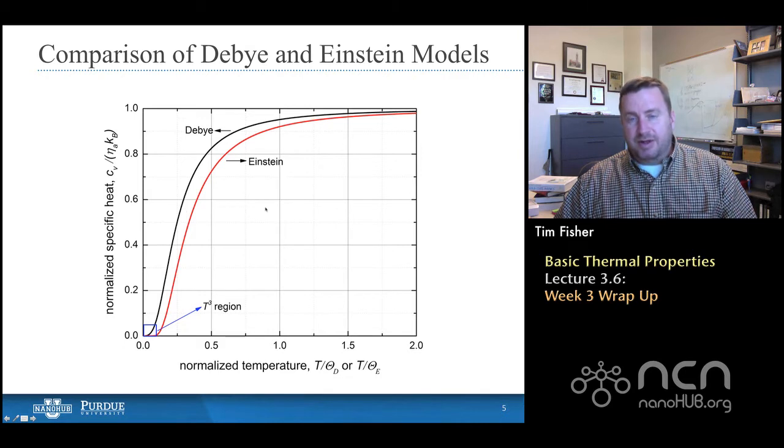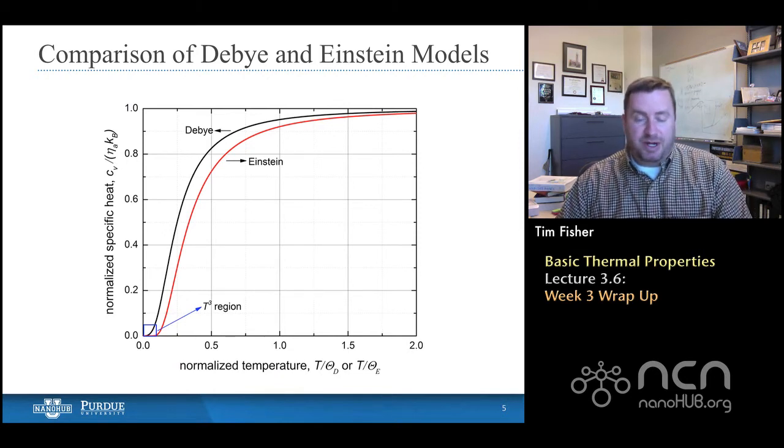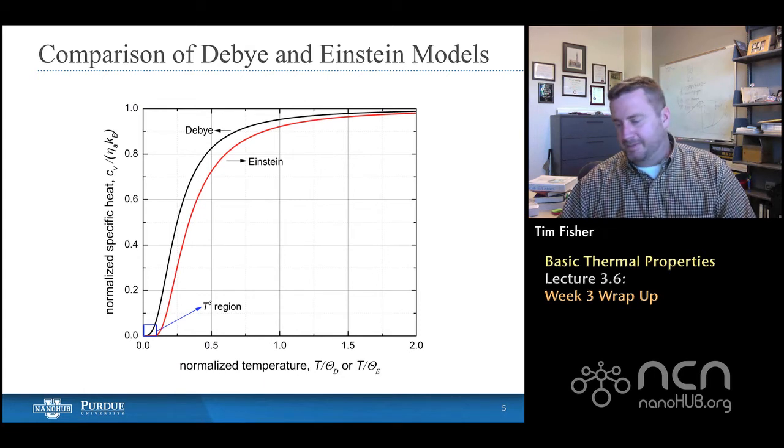The Einstein model also has the same asymptote, but as we get to lower temperatures, we freeze out these high energy phonons. So for very, very low temperatures, the Einstein model gives essentially a zero specific heat, which is pretty accurate for optical phonons. At very low temperatures, the occupation number is so low that they don't really participate in thermal energy storage.